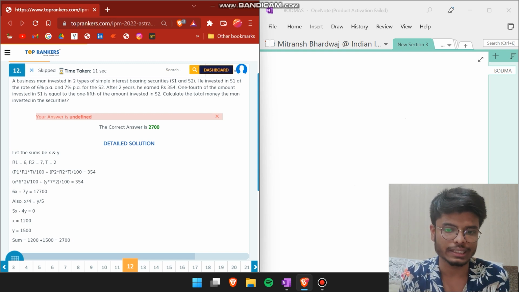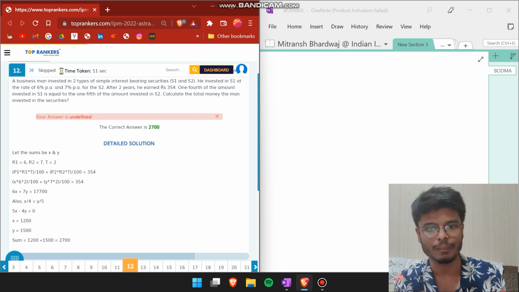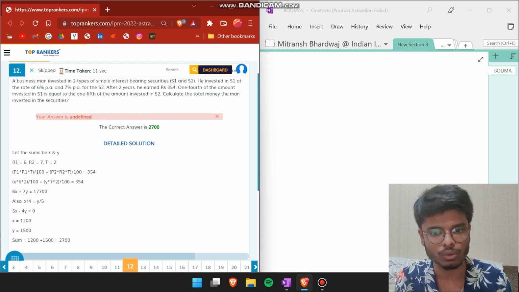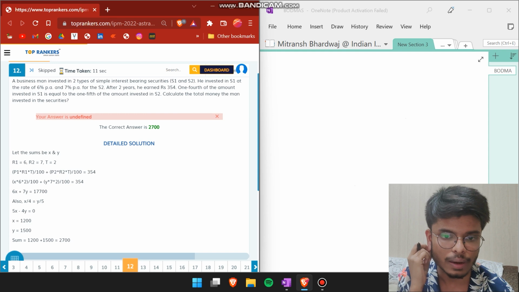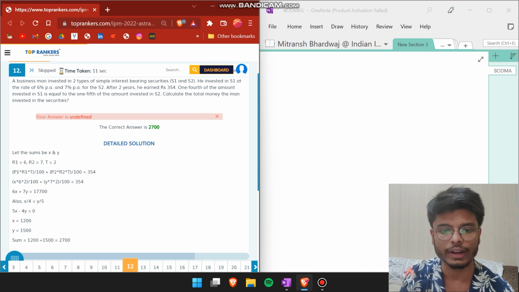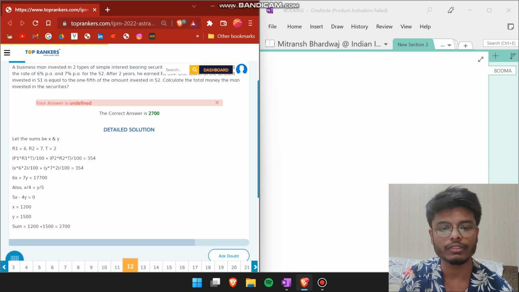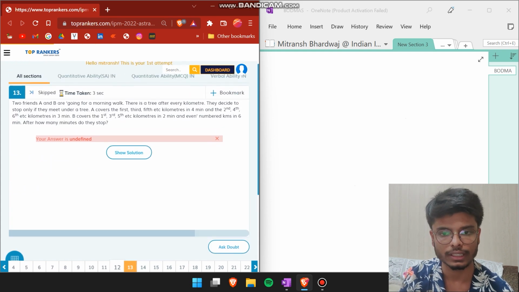So simply by doing this calculation, since it's simple interest, it's quite easy. You just find this, and that is equal to 354. Then you find the equation by solving the simultaneous equations, and you get the values of x and y, and from that you just sum up x and y and get 2700 as the answer.